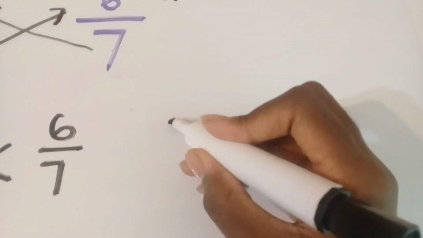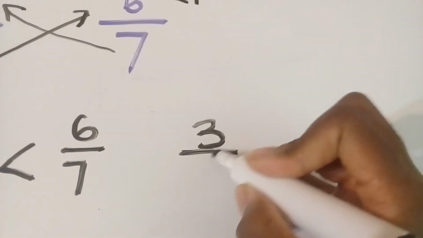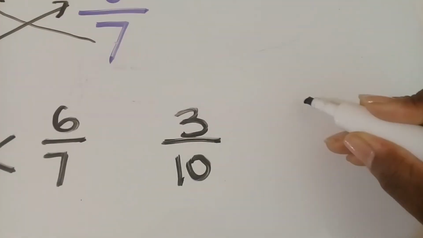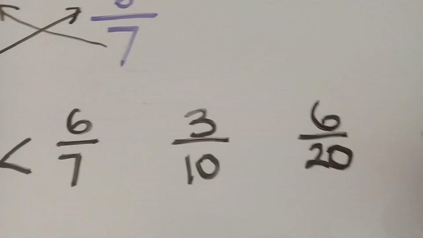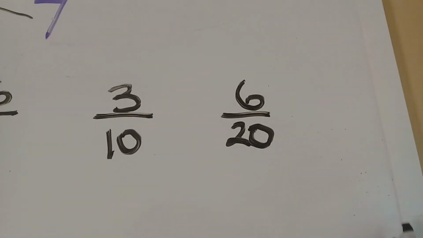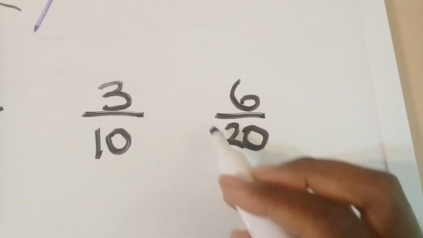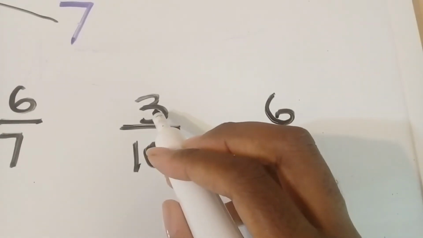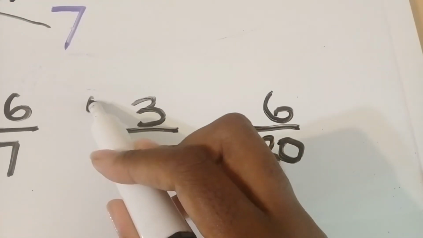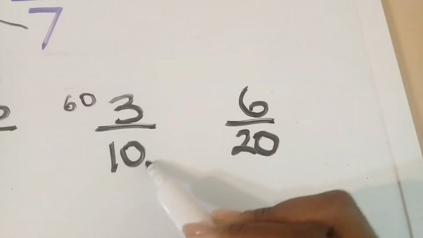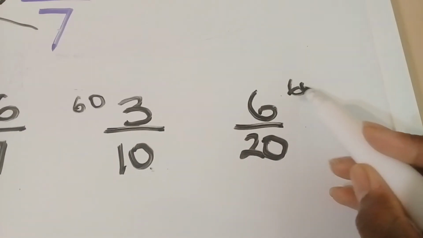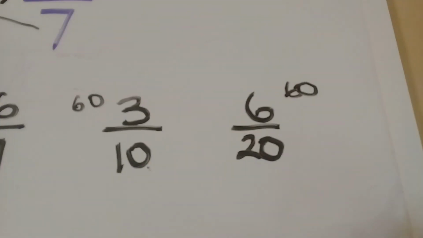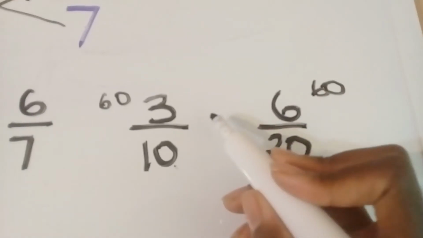Let's make another one. How about we do 3/10 and 6/20. Okay, well, I need to cross multiply again. 20 times 3 is 60. 10 times 6 is 60. So I got the same thing. What does that mean? Well, they're equal.